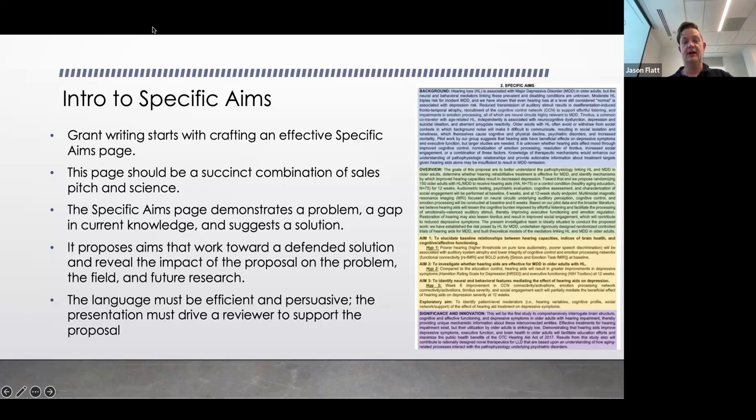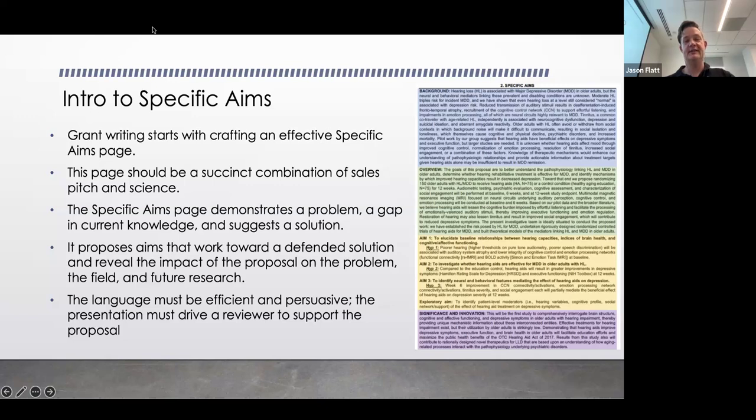So this takes a lot of practice. I would say my aims page is typically edited maybe 20 or more times. And this includes sharing it with the investigator team and potentially experts in your field to get some feedback. Maybe you have a mentor or another colleague that isn't going to work with you on the grant, but is willing to let you know what they think about your science and how persuasive you are.